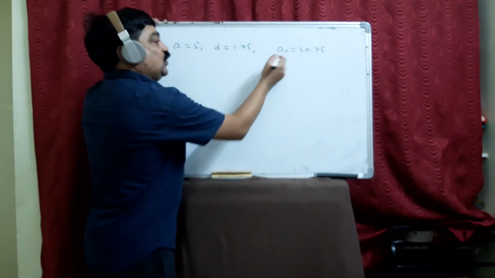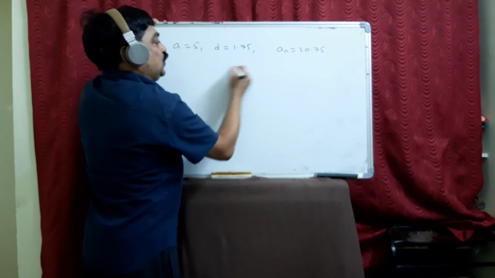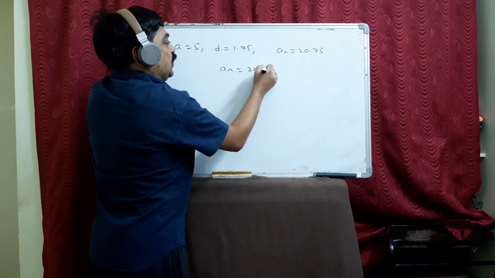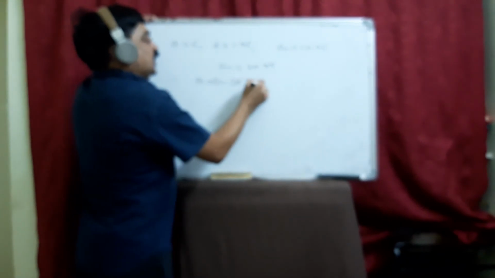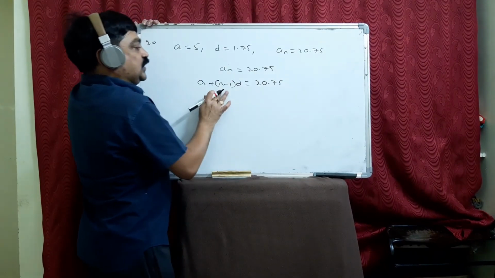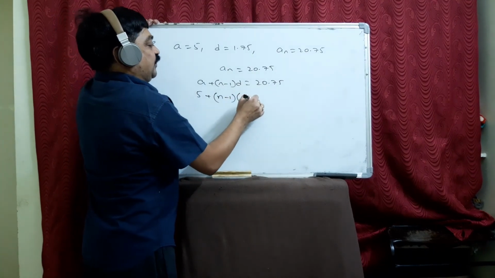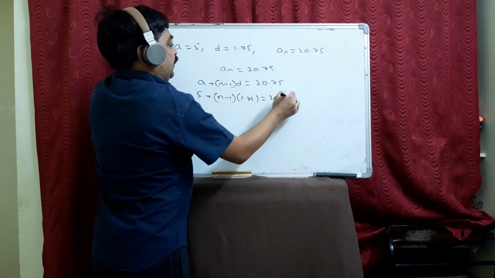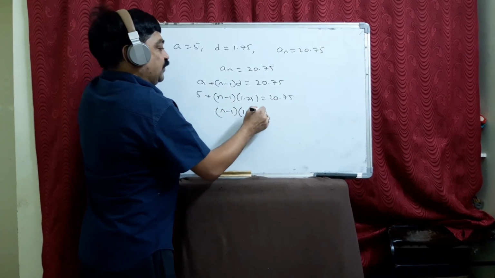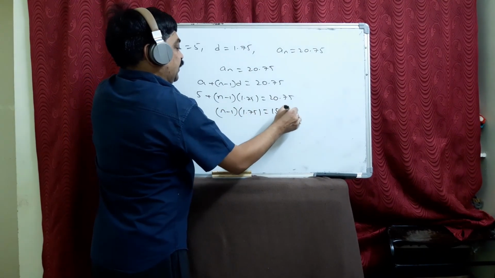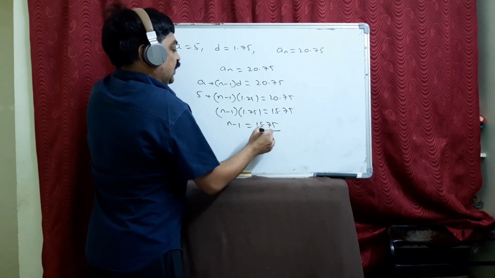Simple. So for at what time or n, we should always equate with AN. So AN is equal to 20.75. A plus n minus 1 into D. The whole exercise depends on this formula only. 5 plus n minus 1 into 1.75 equals 20.75. Bring 5 to that side. So n minus 1 into 1.75 is 15.75. n minus 1 equal to 15.75 by 1.75.